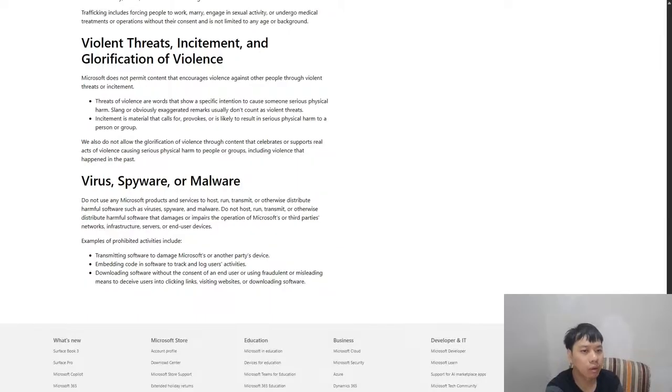We also do not allow for glorification of violence through content that celebrates or supports real acts of violence causing serious physical harm to people or groups, including violence that happened in the past.